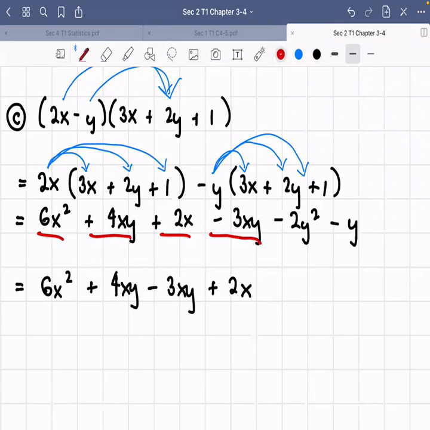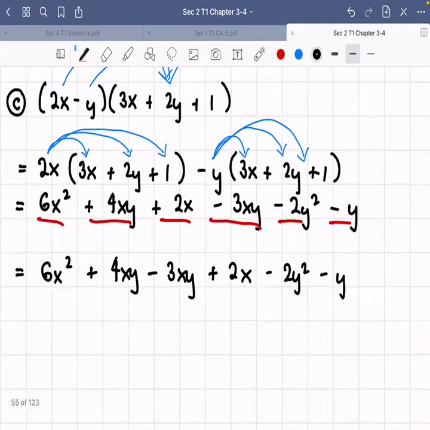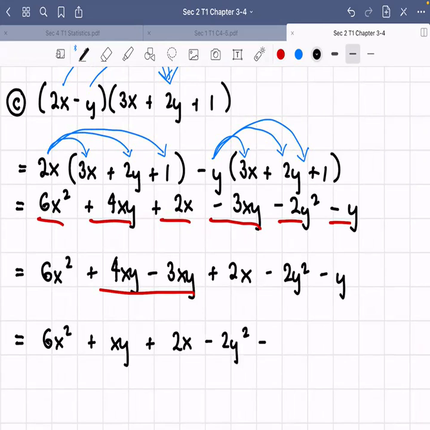minus 2y squared, and then minus y. So that's it. Let's just simplify this. This is 6x squared since it doesn't have any pair, but then we can simplify this. So we have 4 minus 3 is just xy, and then bring down 2x. Just bring down everything because they don't have any pair, right? Minus y. So basically, class, this is your final answer for letter C.